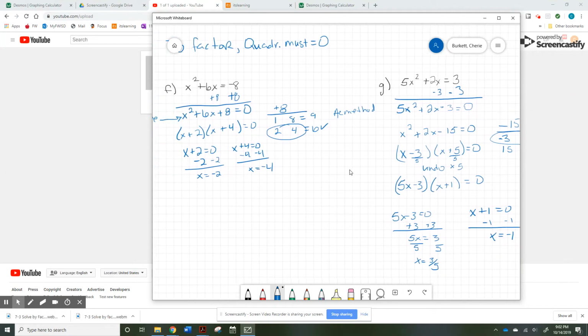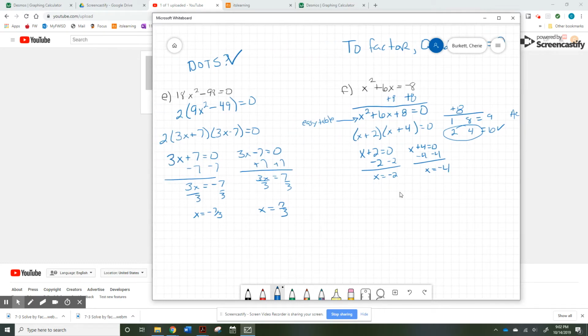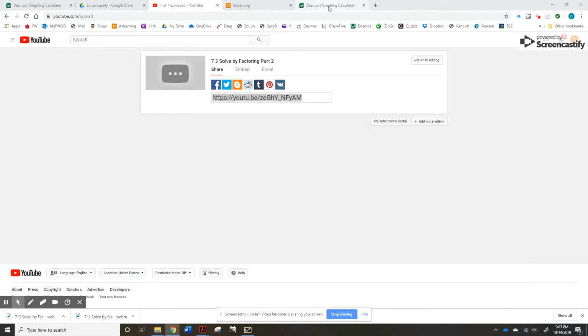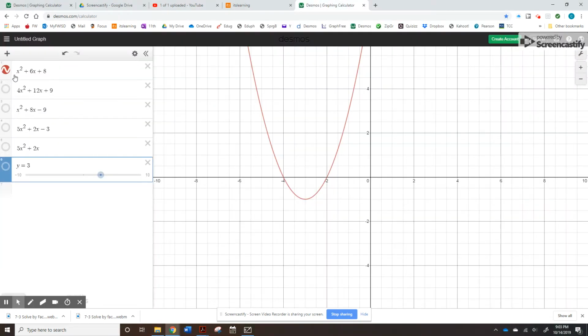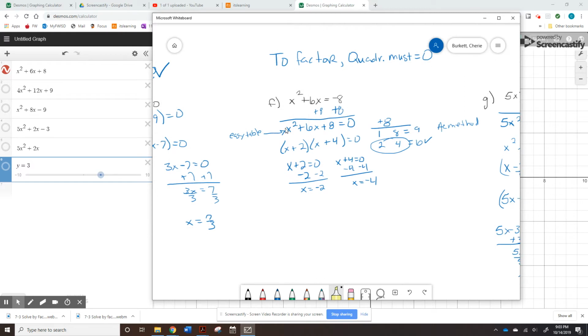Okay, I said I wanted to go back and show you a couple of things on Desmos. Can't remember which one I did first, but I'm going to go over here to Desmos. So I copied down x squared plus 6x plus 8. I copied this quadratic right here and put it on to Desmos. This is the one I copied.